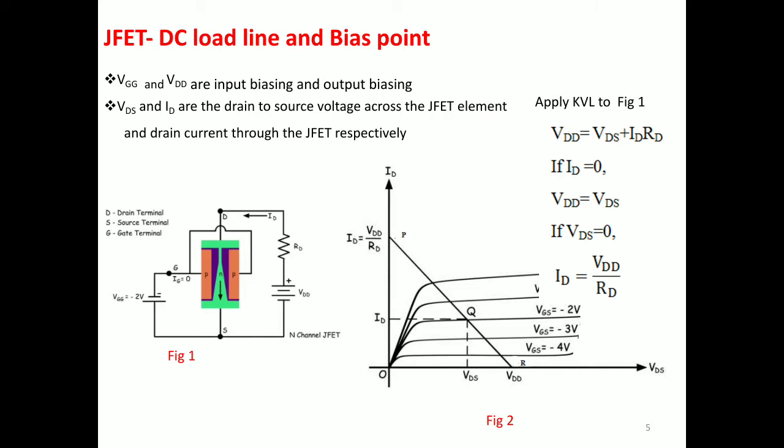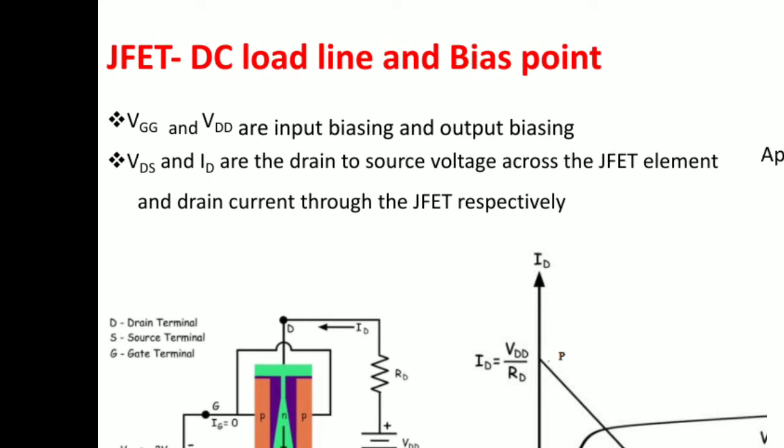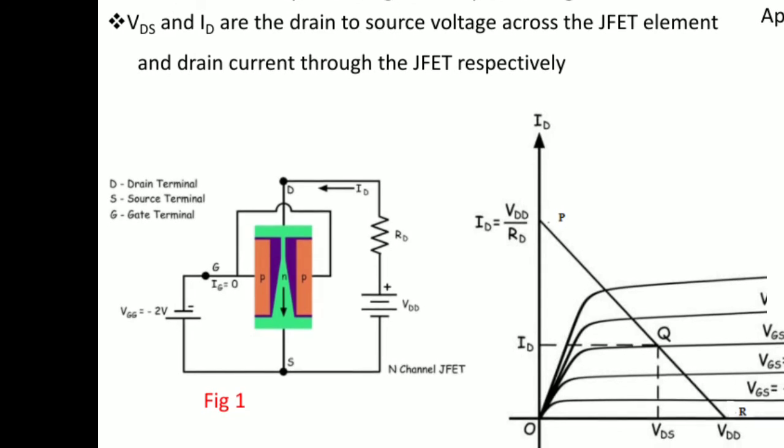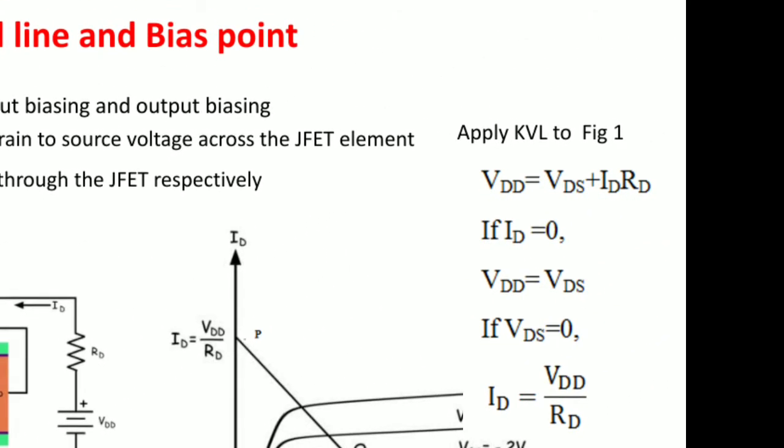It means we are going to fix the operating point. Here VGG and VDD are the input biasing and the output biasing. Similarly, VDS and ID are the drain source voltage and the drain current. Here there is a resistance RD connected in the JFET. So what happens? Let us go to the Kirchhoff laws concept.